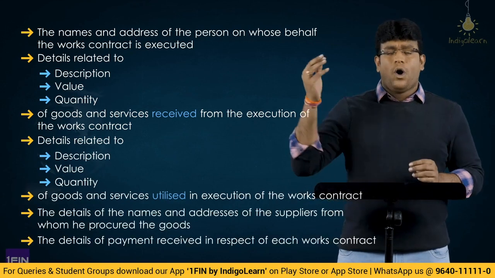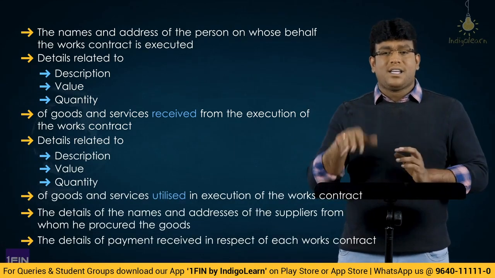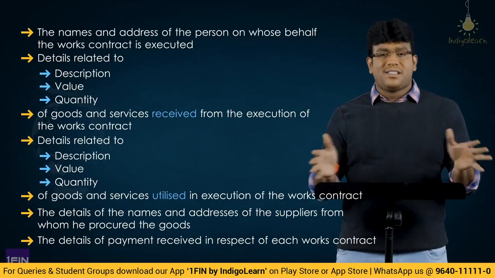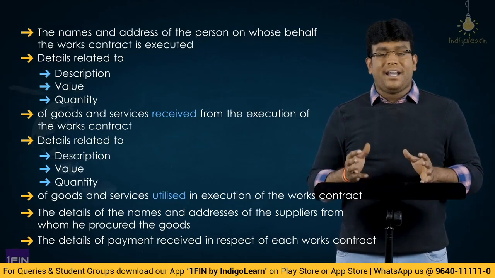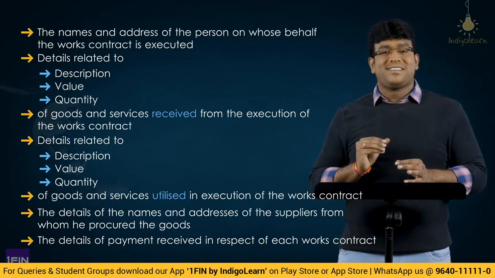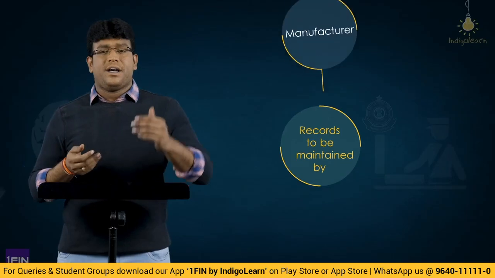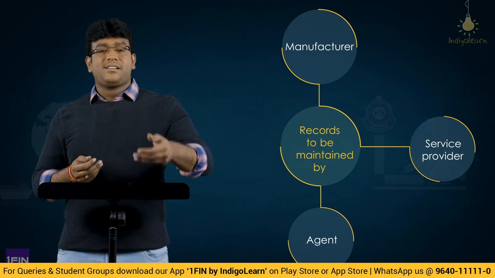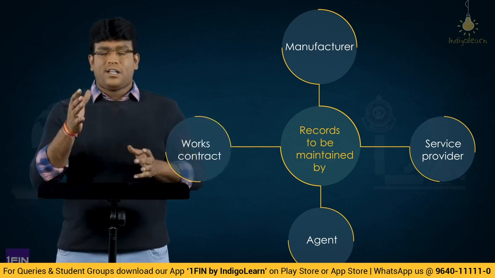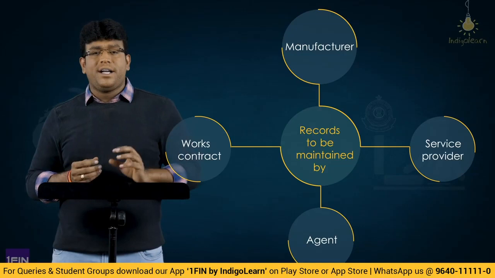Friends, please keep in mind all this information is not given in section 35 but it is given in Rule 56. Rule 56 talks about all these points with respect to what records are to be maintained in each specific circumstance. And as we discussed already, my dear friends, all these accounts and records, whatever we discussed so far, to be maintained by a manufacturer, service provider, agent, and just now we discussed the concept of a person executing a works contract. All these records, it's not that they should be maintained in physical form only. There is also a possibility that records may be maintained in electronic form.